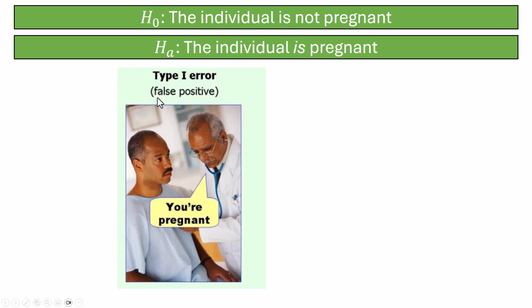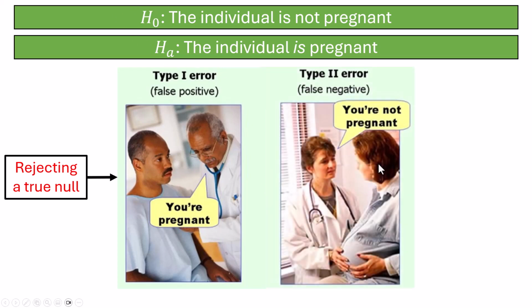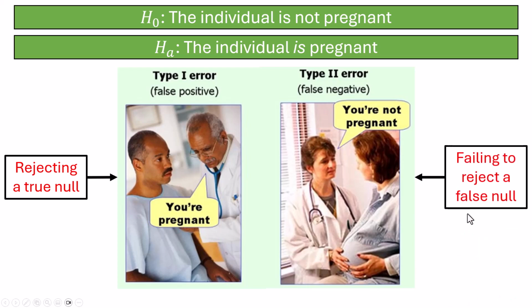Type 1 error, sometimes called a false positive. So this person is clearly not pregnant. He's a man, and he's not pregnant, and this doctor is telling him that he is pregnant. So this is rejecting a true null hypothesis, or type 1 error. On the other hand, the type 2 error flips it around. It says the alternative is actually true, but we went with the null hypothesis. So the type 2 error would be this person who is clearly very pregnant here, and the doctor is telling her that she is not pregnant. So this is sometimes called a false negative, or failing to reject a false null hypothesis.